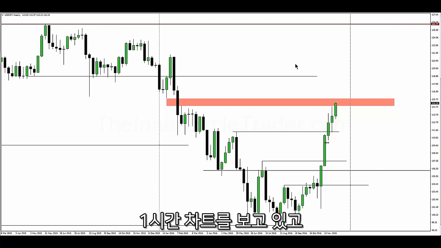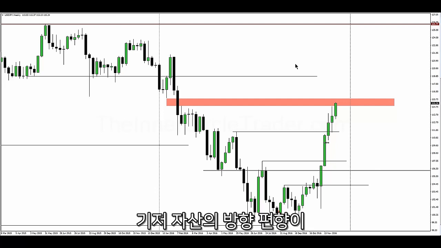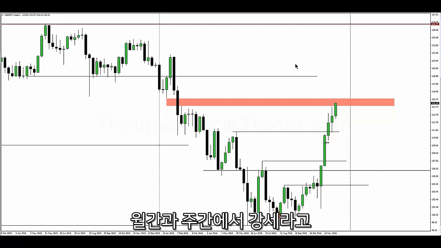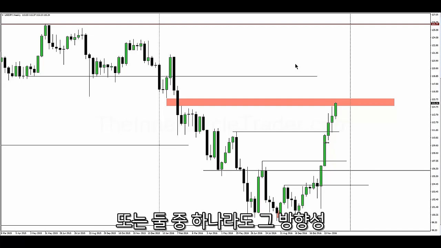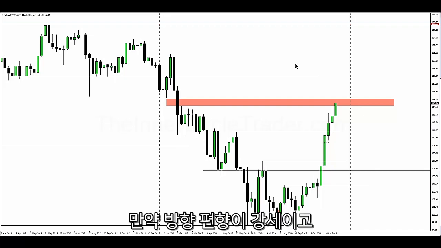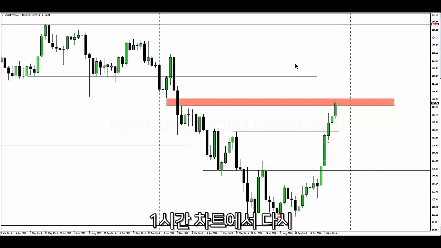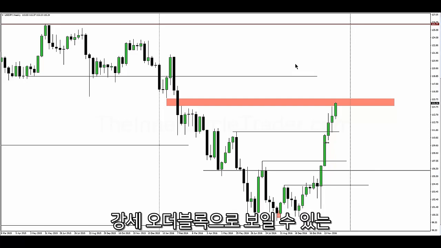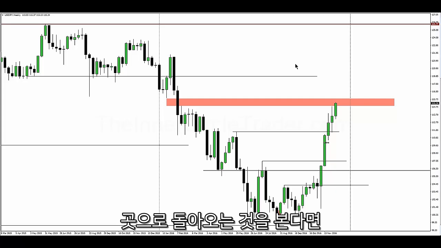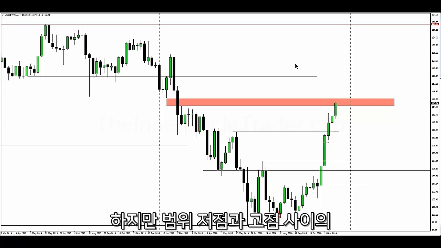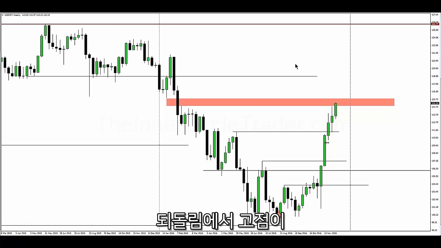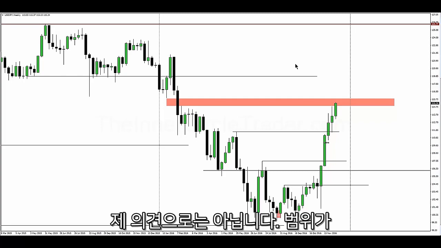Now, let's assume for a moment that you're looking at an hourly chart and your underlying asset direction bias is bullish on the monthly and weekly, or one or the other, but either one of them has to give you that directional bias. If the directional bias is bullish and you see an hourly chart give you a return back to what would otherwise be seen as a bullish order block, but the high in between the range low and the high that it retraced from is only 20 pips, is that a trade that you would take? In my opinion, no, because the range is only 20 pips.